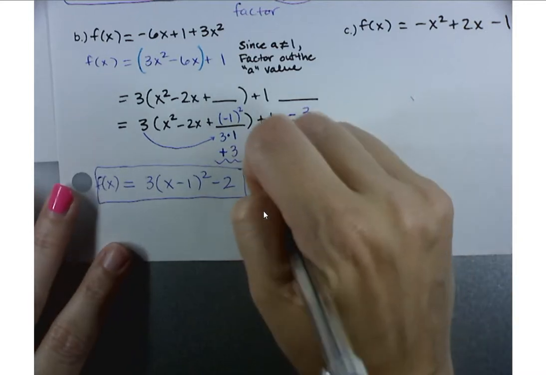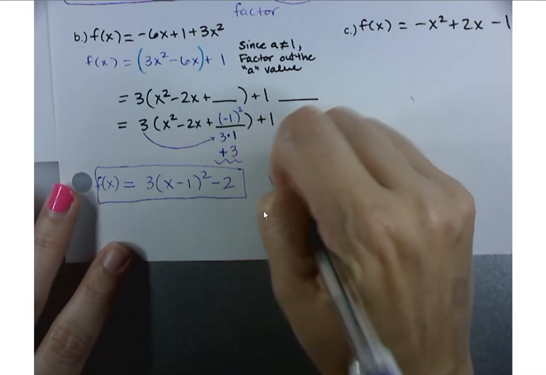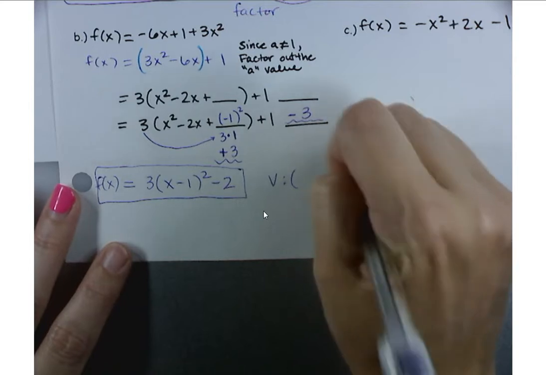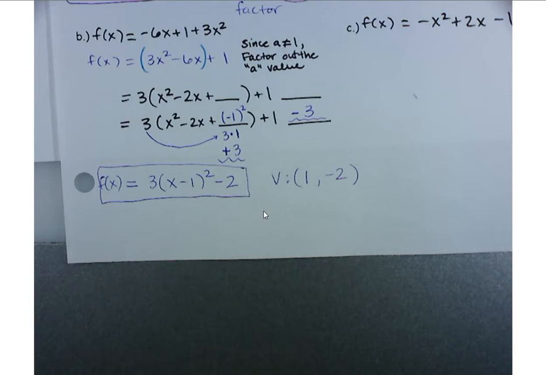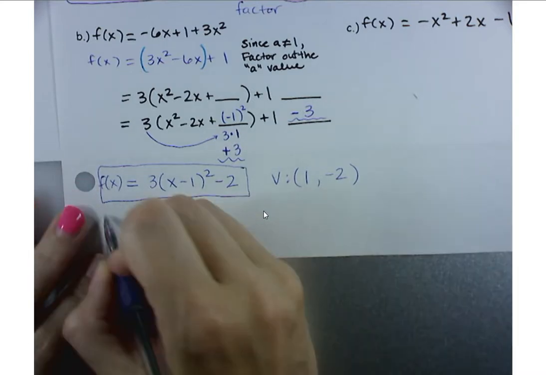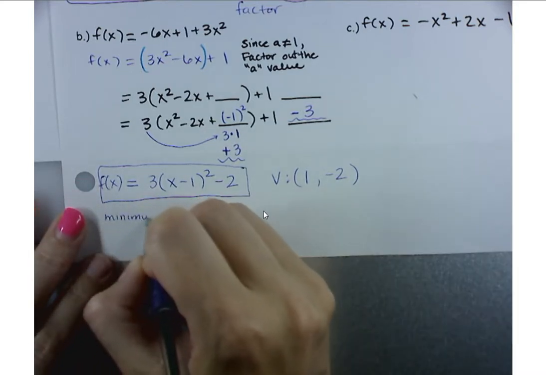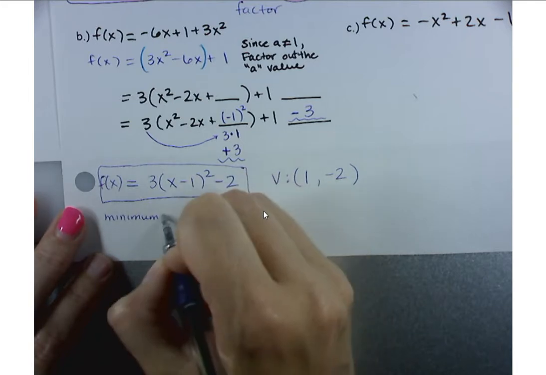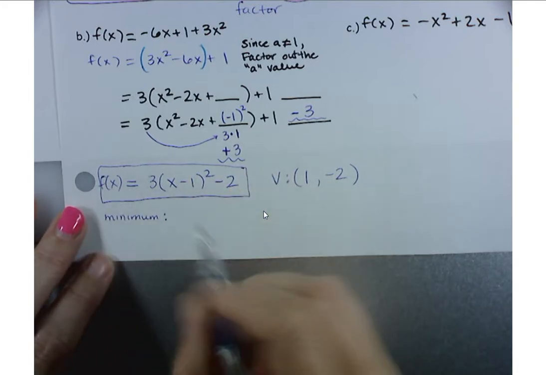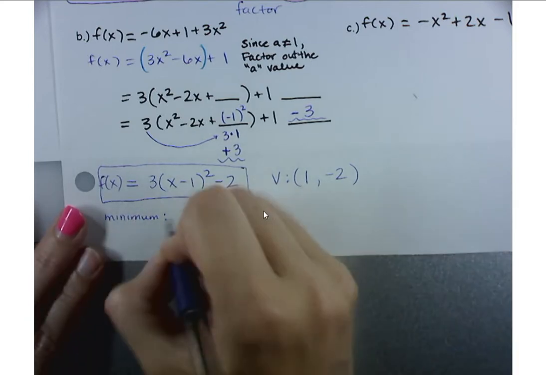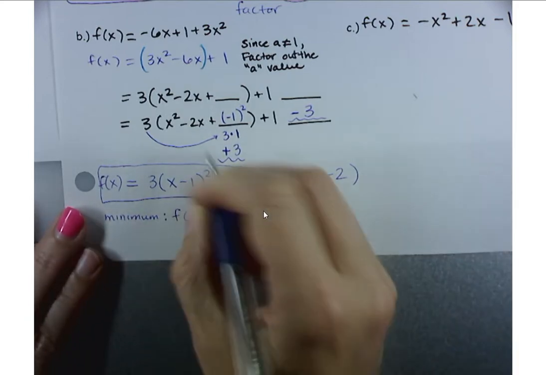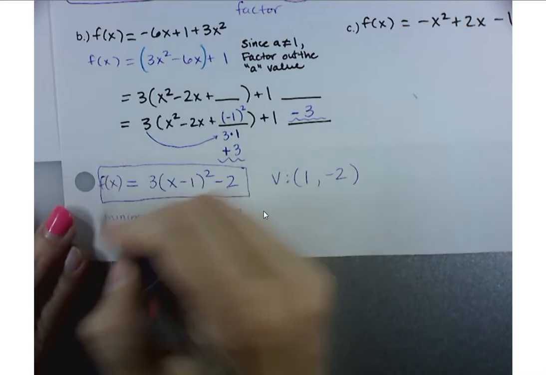3. Negative 2. The negative 2 part's right, and the first part's going to be 1. Okay, so then we have to decide if we have a minimum or a maximum. It is a minimum. How do you know? Because your 3 is positive, so it's going to open up. And then we're going to write this in function notation. So f of 1 would equal negative 2.